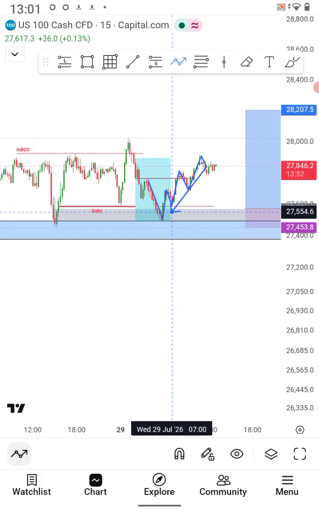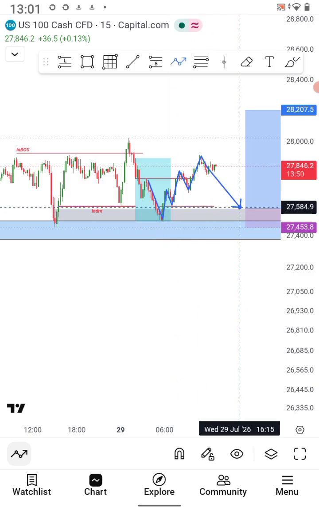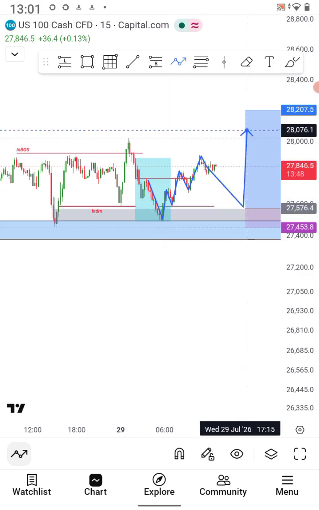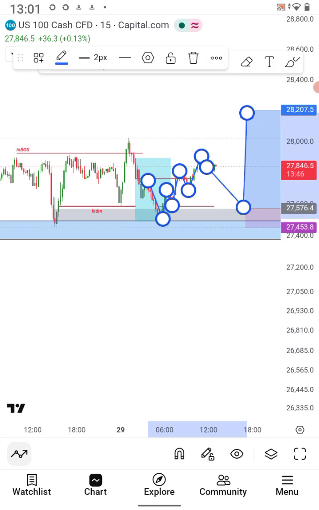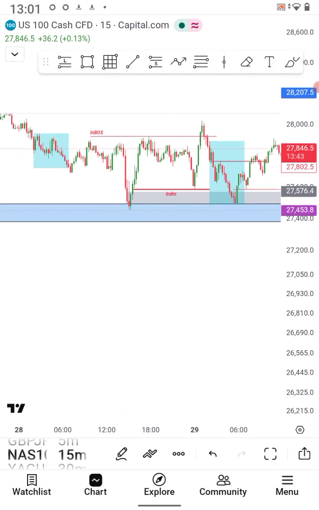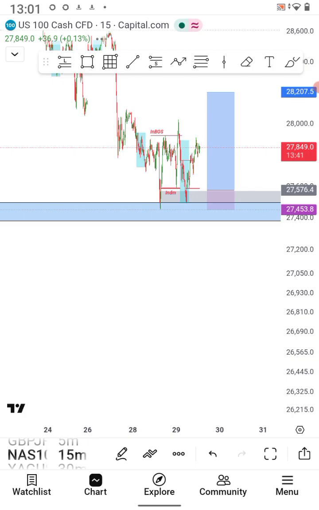There's a fair value gap there, and this one is another block. I want it to tap here and then push up. Are you seeing it now? And push up. That's exactly what I'm waiting for the market to do. That's why I'm taking this trade.